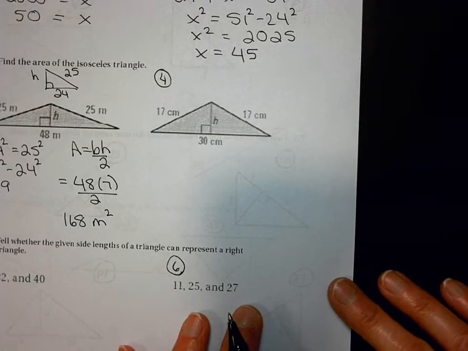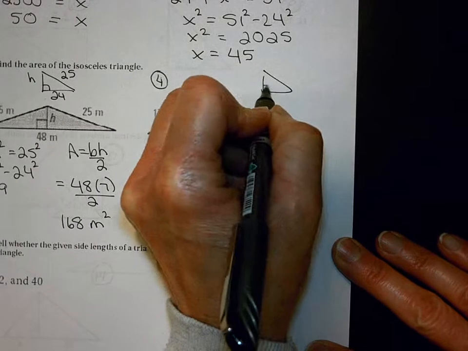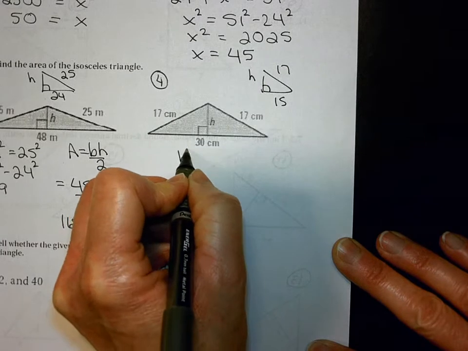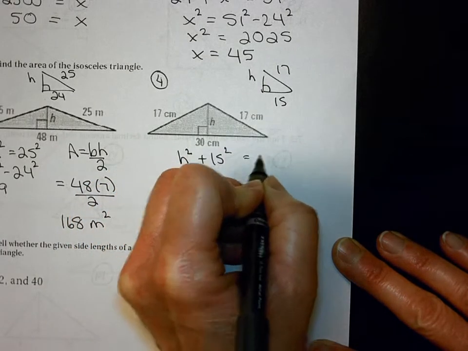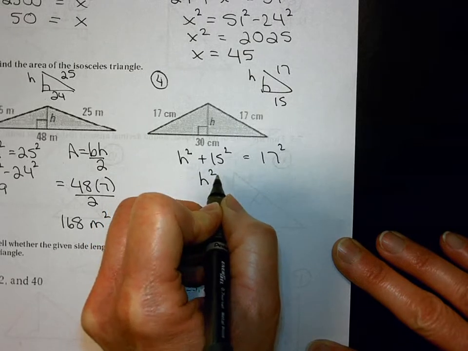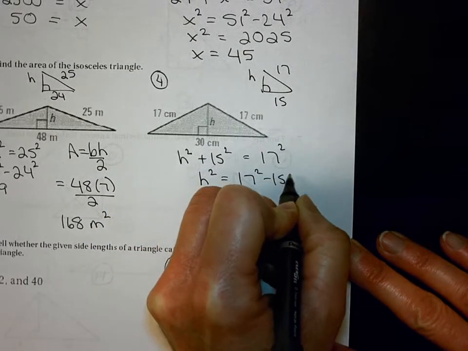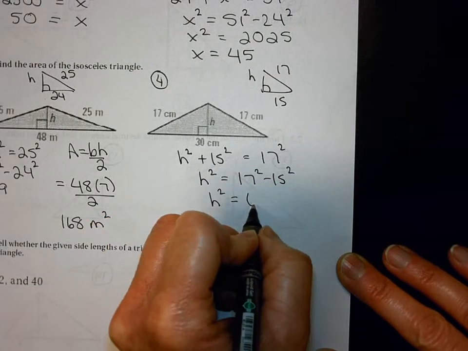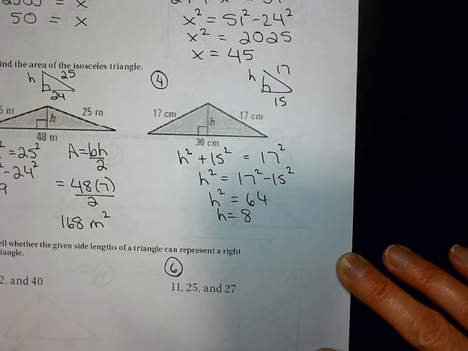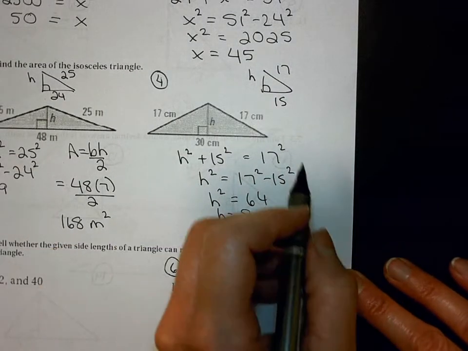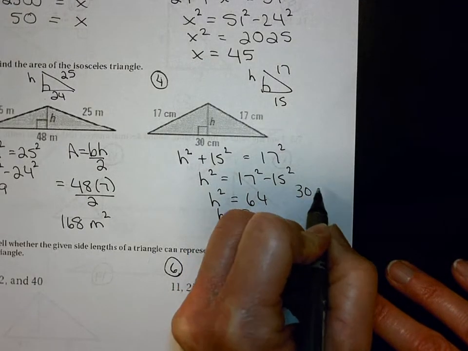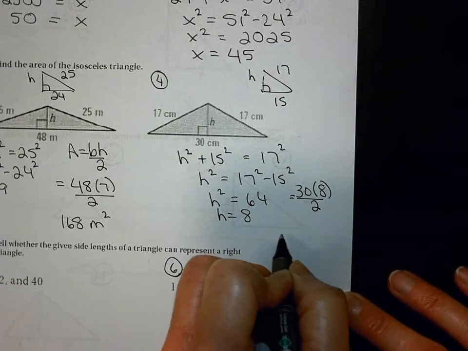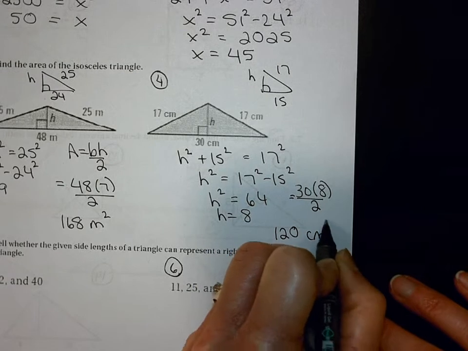Okay, if we move to number 4, again, we do the same thing. So h, 15, and 17. So h squared plus 15 squared is going to be 17 squared. So h squared is going to be 17 squared minus 15 squared. So h squared is going to be 64. So h is going to be 8. Again, we do our formula. So full base times height you found divided by 2. So area is 120 centimeters squared.